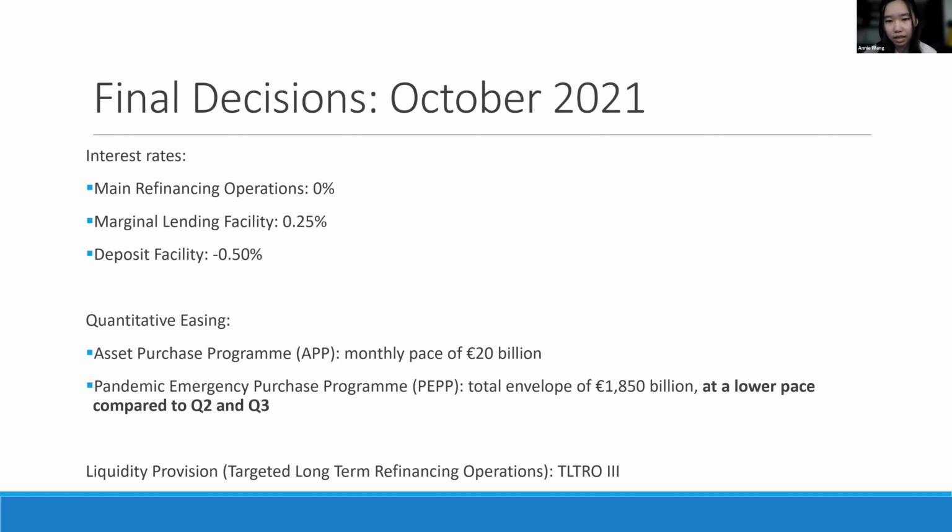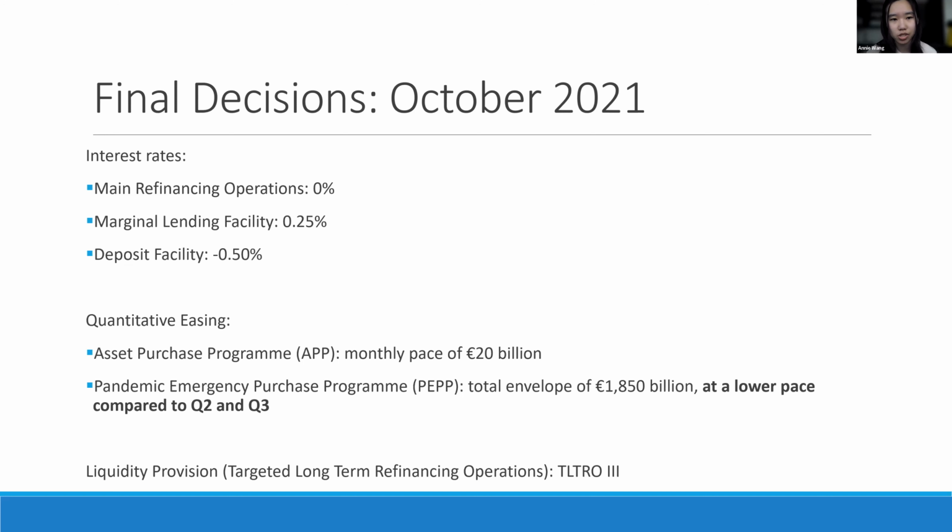We then look at quantitative easing. There are two branches to this. Firstly, the asset purchase program, the APP. This will continue at a monthly pace of 20 billion euros. This is expected to run as long as possible to keep monetary policy accommodative, due to the uncertainties I mentioned previously, and this will only be reduced once the interest rates are raised.